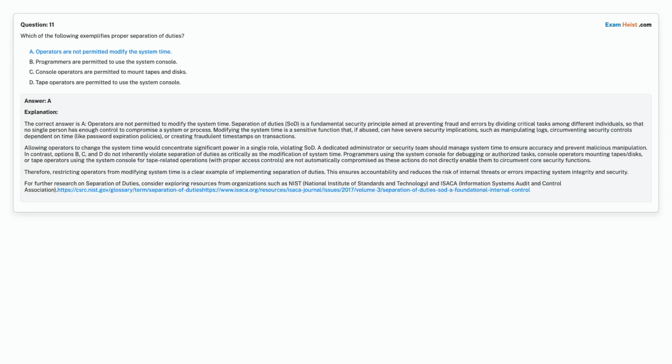Correct answer is option A. Operators are not permitted to modify the system time.